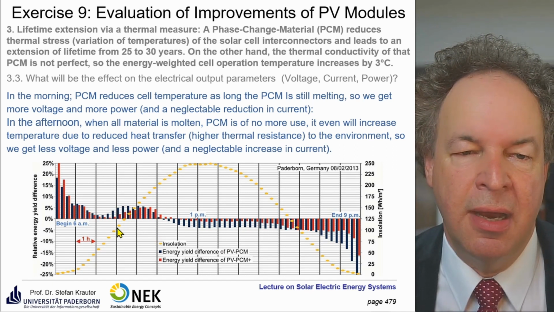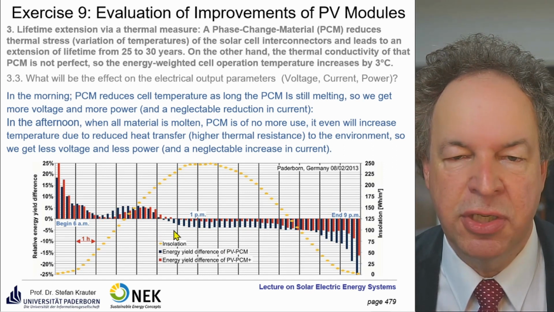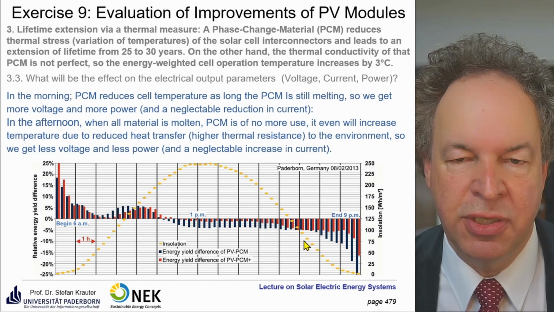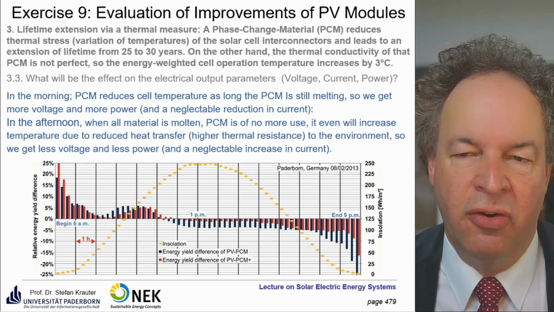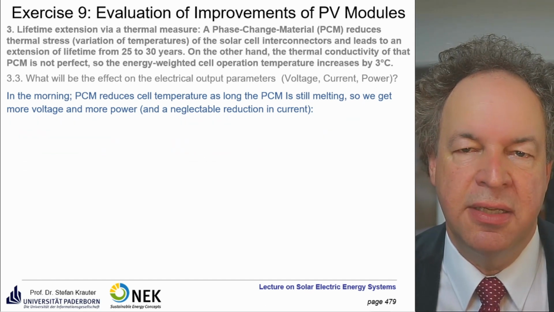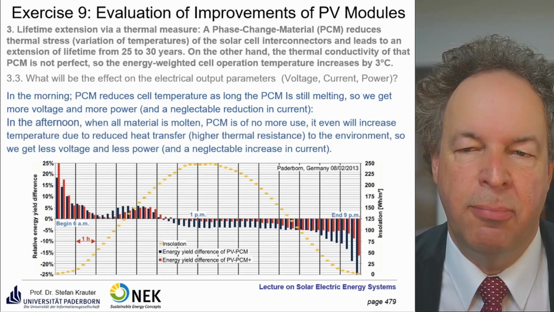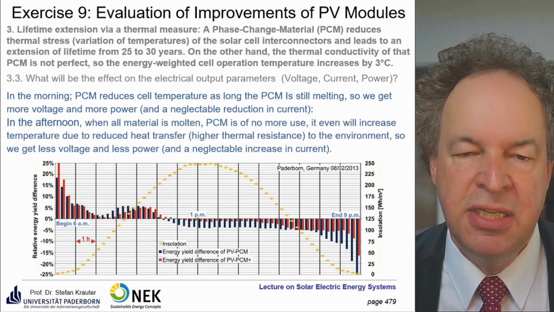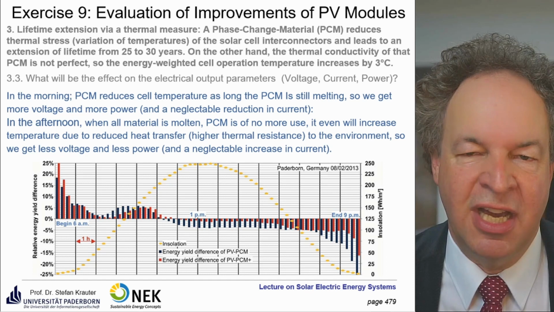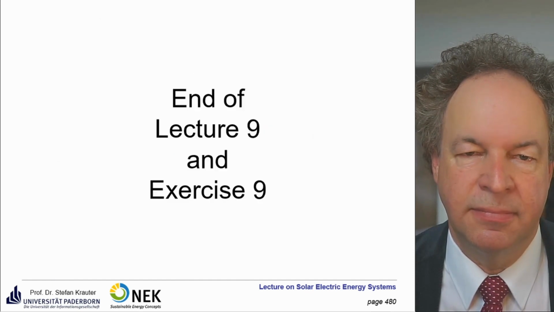So here in the morning we have a higher voltage, in the evening we have a reduced voltage. Altogether we have a power and energy loss of what we calculated here, 1.5% less production, but the main advantage is here the increased lifetime. Thank you very much.